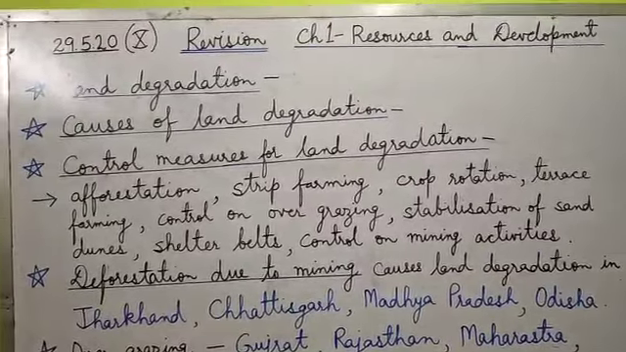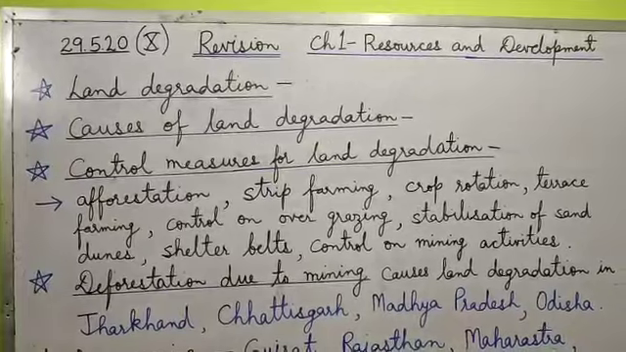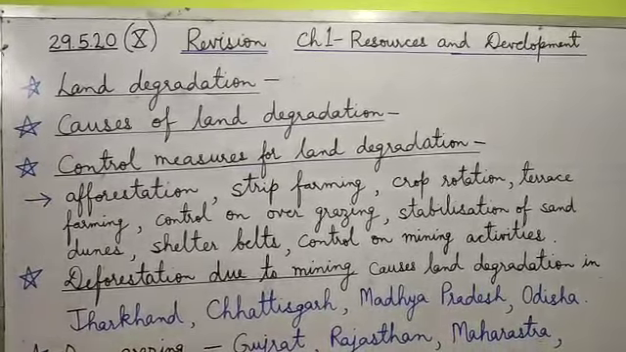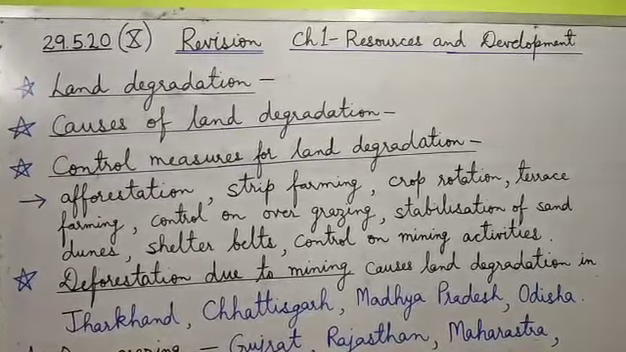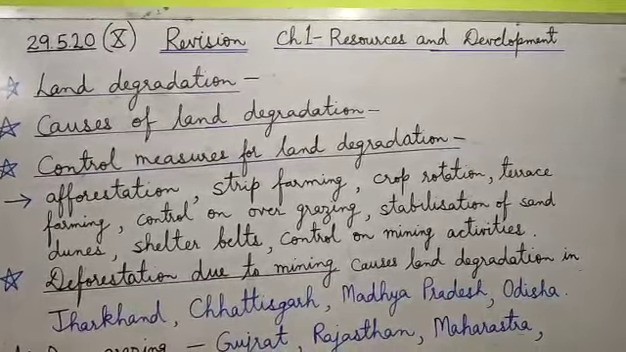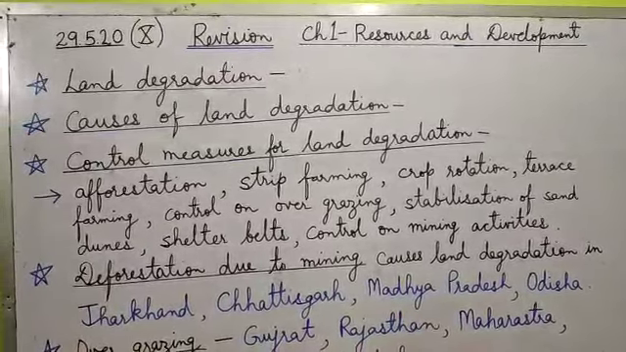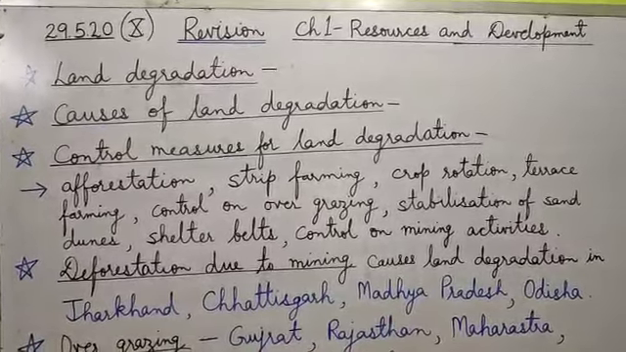So we'll start with land degradation. What is land degradation? Deterioration or loss of the productive capacity of the soils for present and future is land degradation. If the quality of something is destroyed or spoiled, that condition is termed as degradation.